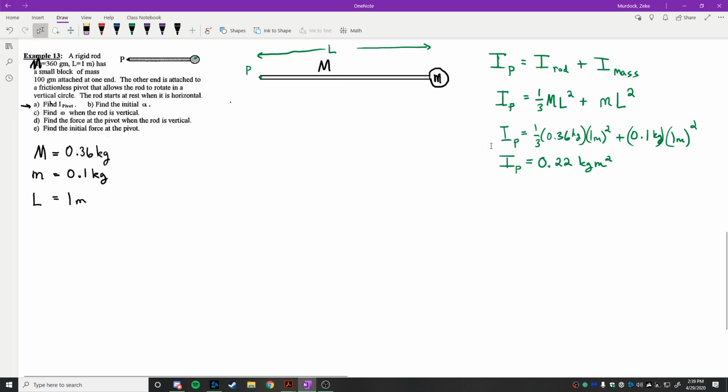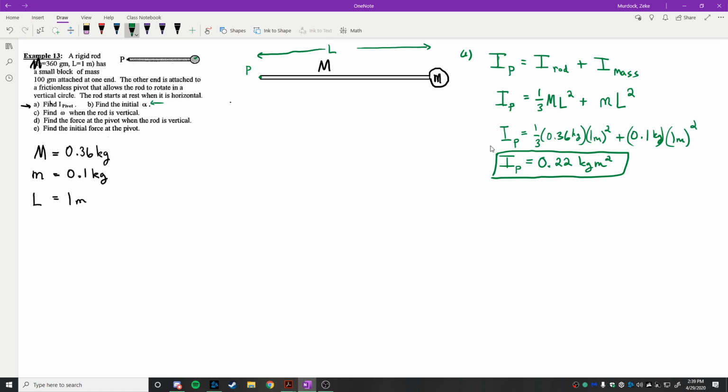Okay, so that's the answer to part A. So this is part A. And like I said, we're going to use this quite a bit in this problem. Okay, the next thing we want to do is find the initial angular acceleration. Something to think about there is, why doesn't it just say find the angular acceleration? Well, if it's saying initial, it must not be constant, right?